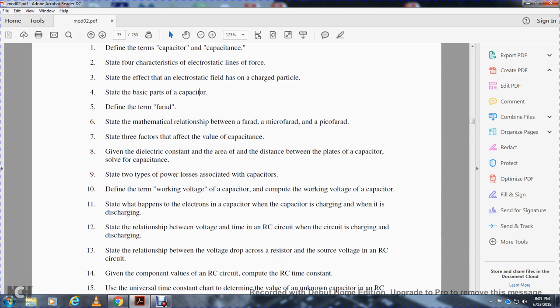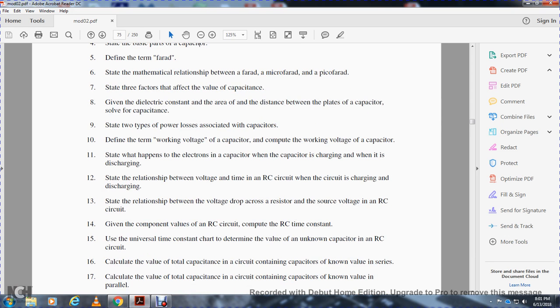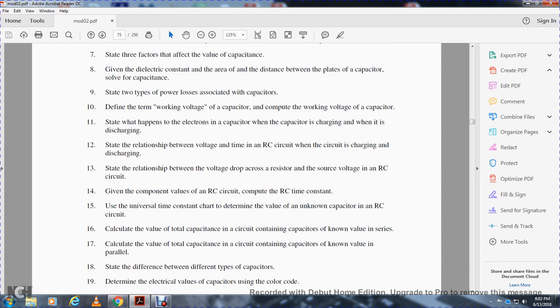State the relationship between the voltage dropping off the resistor, source of the voltage and resistor-capacitance circuit. Compute the value of the resistor-capacitance time constant. Use the universal time constant chart to determine the value of the unknown capacitor and the resistance in the circuit. Calculate the value of the total circuit capacitance of the circuit containing capacitors of known value in series. Calculate the value of the total capacitance of the circuit containing capacitors of known value in parallel.